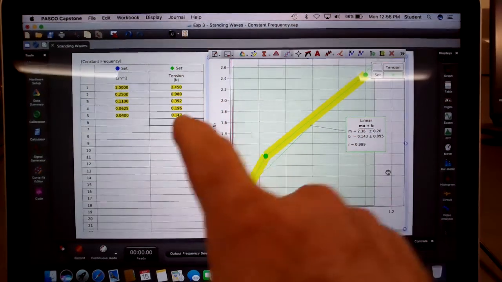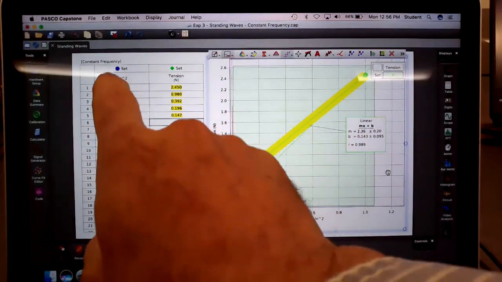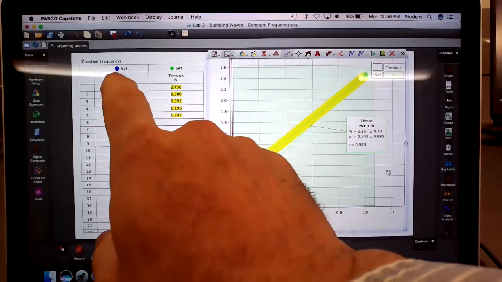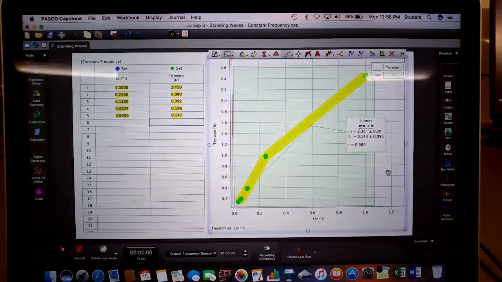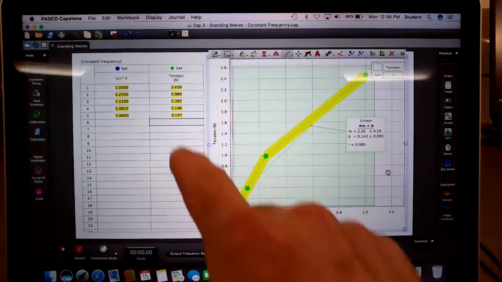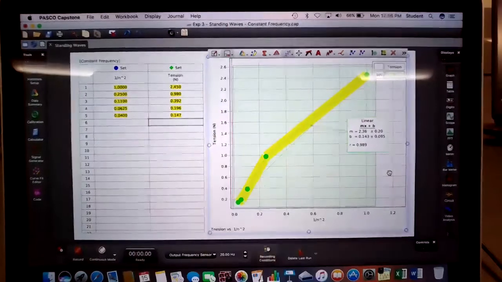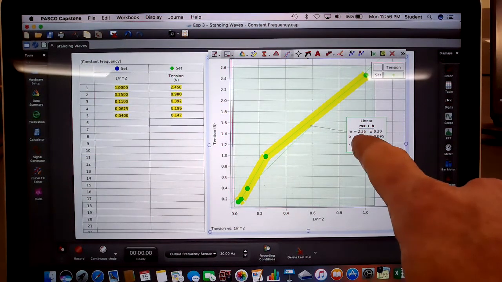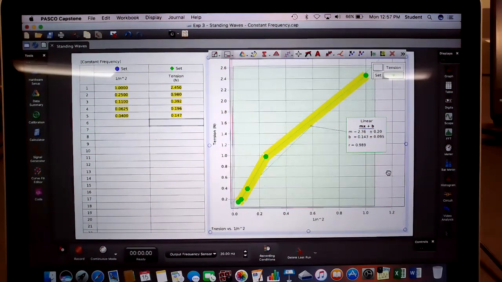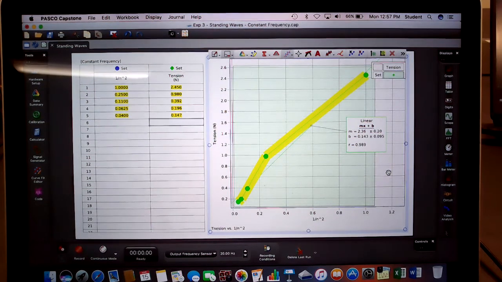Again, notice over here, we're varying our n, and we're actually graphing as our independent axis 1 over n squared. That's just the way the equation goes. And we're graphing the tension necessary to get that particular type of standing wave. And again, you're going to use that slope in the first equation I gave you. Okay, I'm going to set up the next experiment and record another video for you.